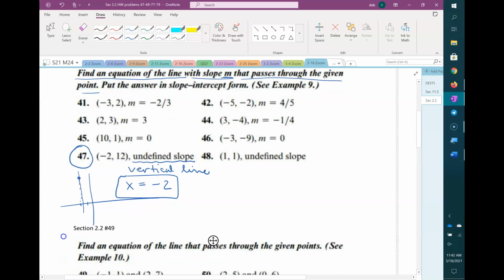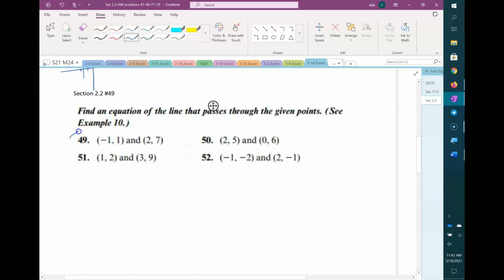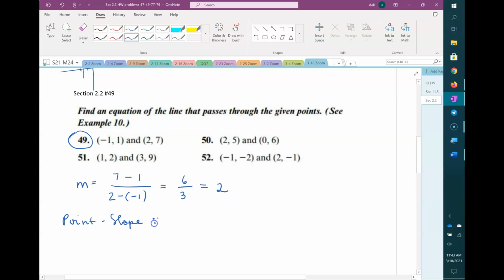So that's number 47. Then number 49 asks you to find an equation of a line that passes through the given points. So the first thing we need to do is find the slope. It's the second y minus the first y over the second x minus the first x. So that's going to give me 6/3 or 2. And then I can use the point-slope form of the equation of the line. I'm going to use the point with both positive numbers. It doesn't matter which one you use.